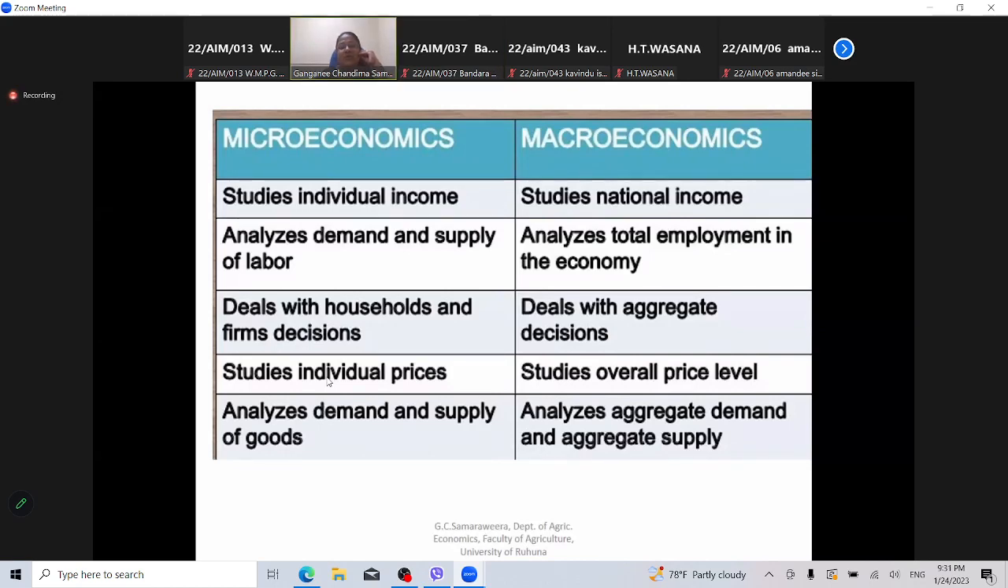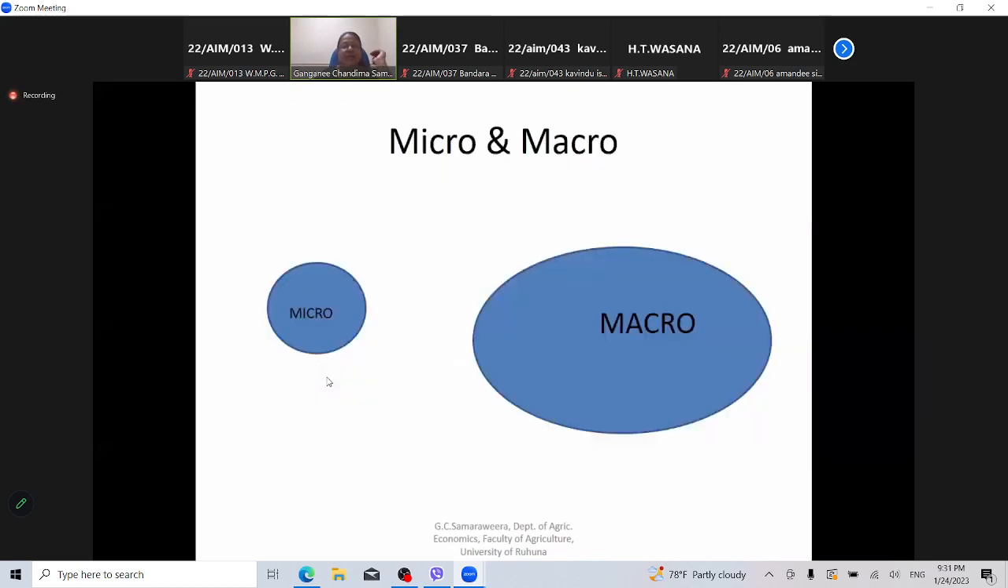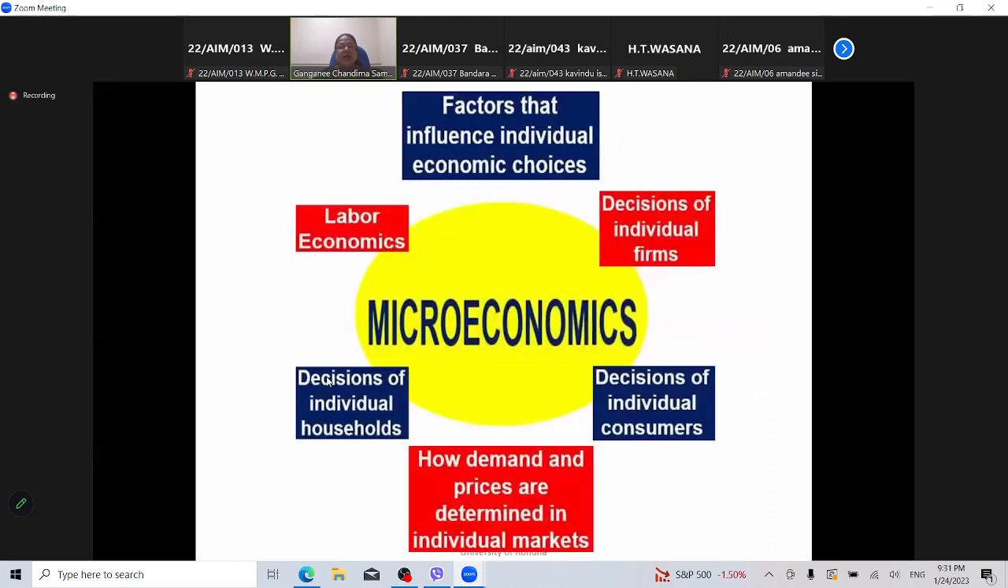Micro and macro. So that's why here we explain the small level, that means the small unit we are considering is micro, and in macro we consider the large unit. So that's why in micro we consider individual households, individual markets, individual consumers, individual firms. These all we consider individually in micro, or small level.